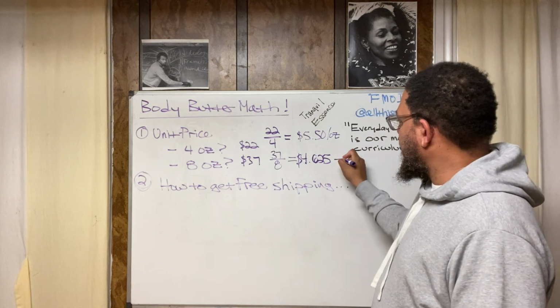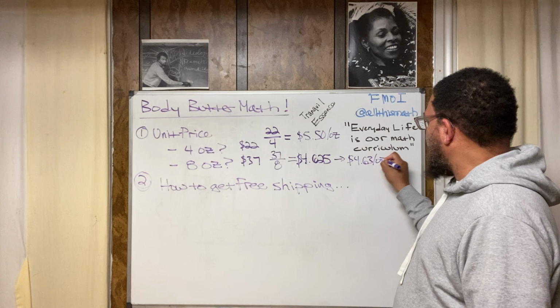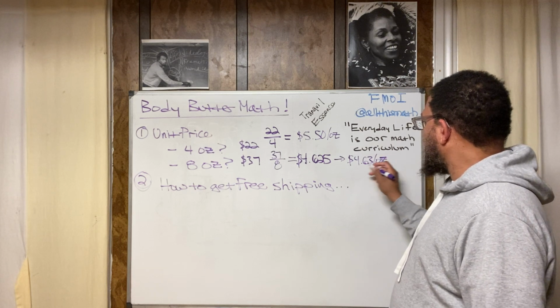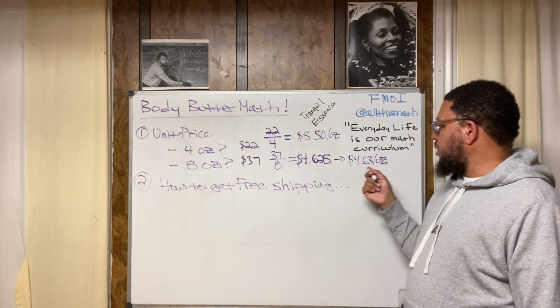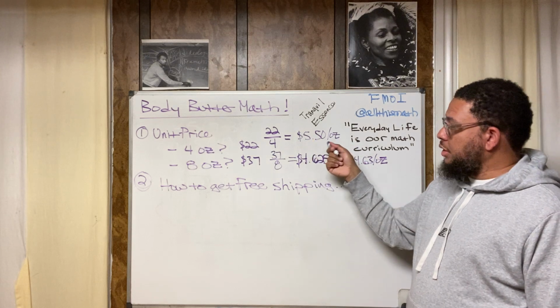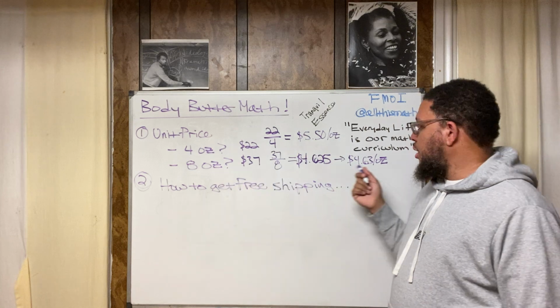So this is really $4.63 per ounce. $4.63 per ounce. That's what that is. So this is a lower amount than this. $4.63 for 1 ounce is less than $5.50 per ounce. So this is lower. So this is a better buy. All right. So it's a better buy.